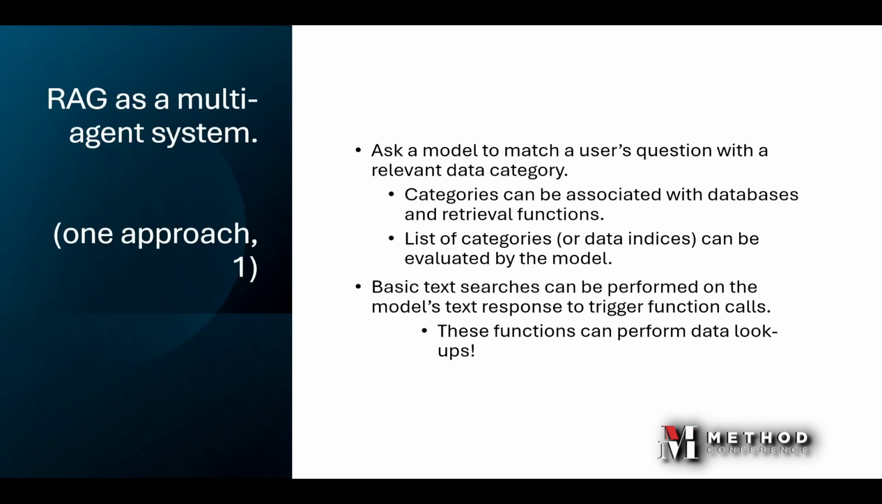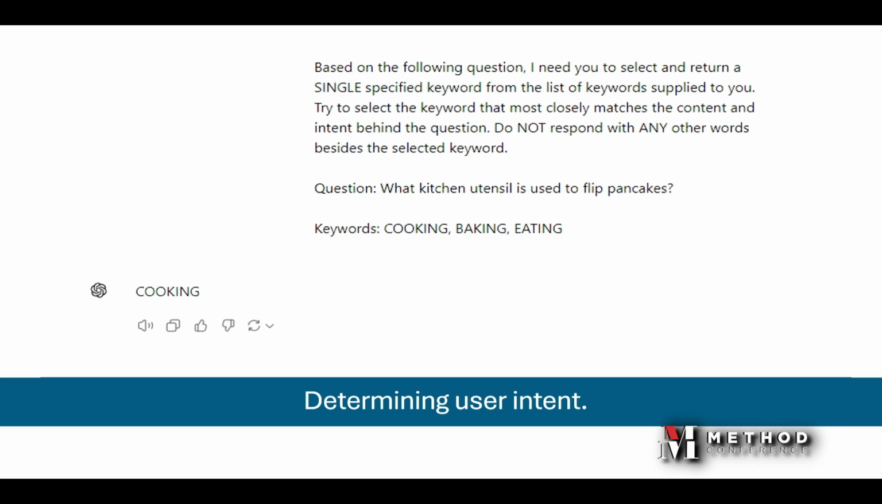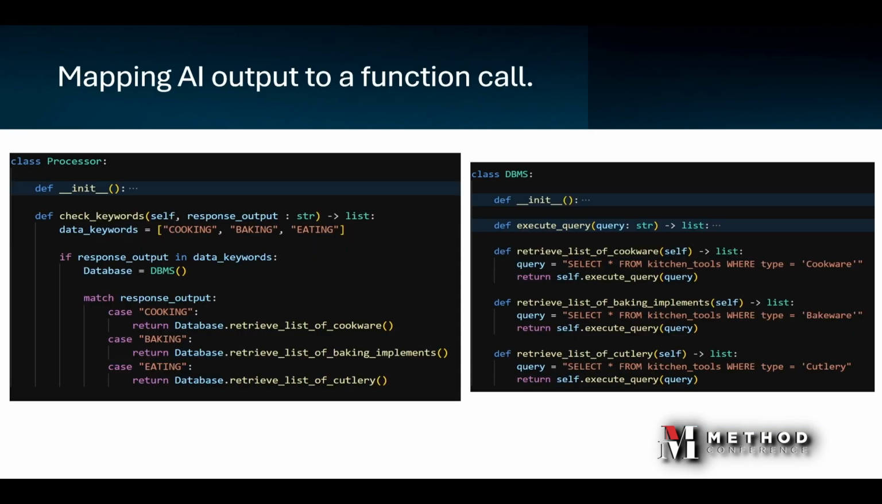Jumping back a slide. So basic text searches can be performed on that to trigger function calls. If I have a method wrapper on a database function call that triggers a SQL query to return some data, we can now do that just by mapping a keyword. Sort of an abstraction there on how to determine the user's intent.